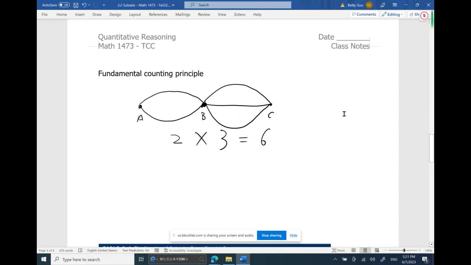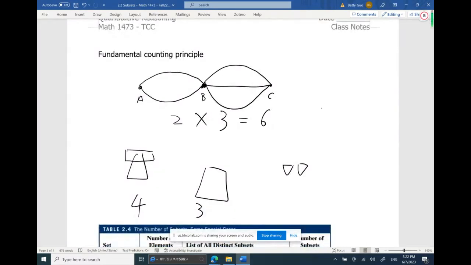All right. Another example, let's say you are going to go to a party. You need to choose a top. You need to choose a bottom, like a skirt or pants, and you need to choose the shoes, right? Let's say you have 4 different tops, 3 different bottoms, 2 different pairs of shoes. Now, how many different ways can you dress yourself?